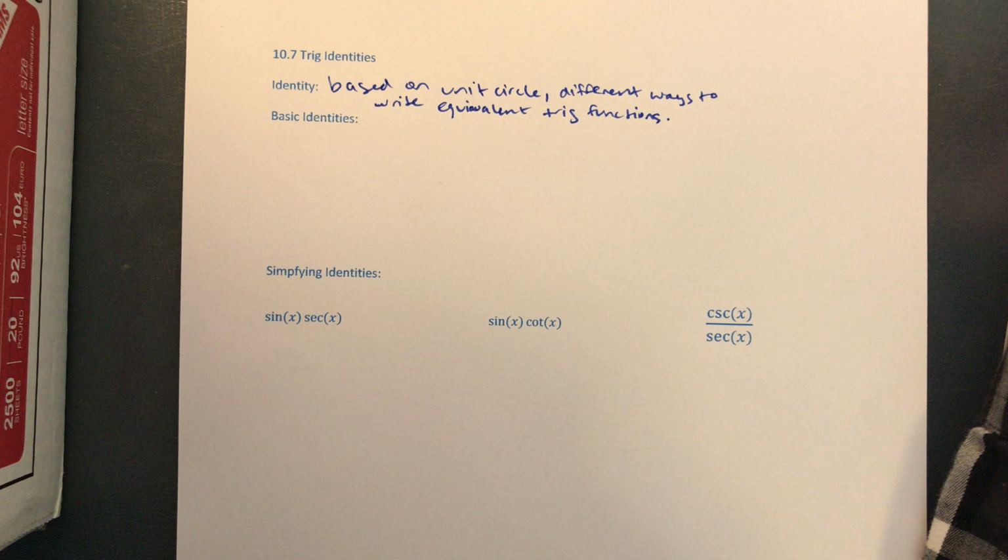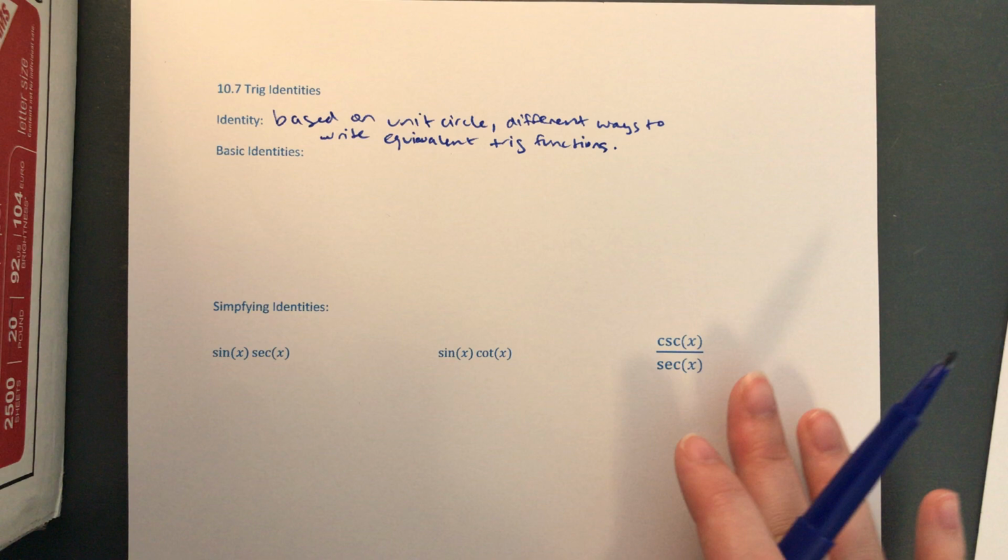Like, we're going to be rewriting stuff and manipulating it to be a kind of function that we want, or a simpler function, and using these trig identities and trig functions that we've actually already defined in helpful ways to make things that look kind of scary, like this stuff, a lot simpler. And so there are a few basic identities that we've already talked about.